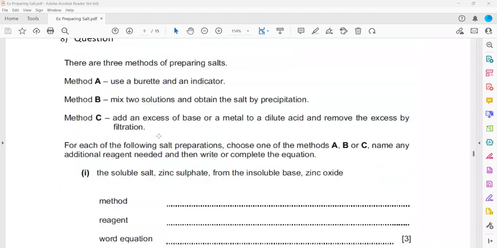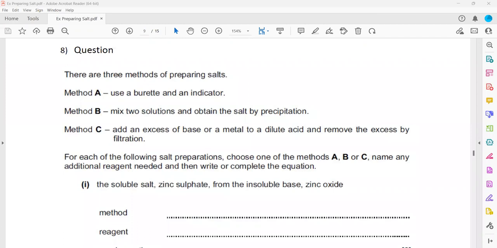There are three methods of preparing salt. In method A, we use a burette and an indicator. In method B, we mix two solutions. This technique is used to prepare an insoluble salt when we mix the two solutions together. Method A is used when indicators are used, and it makes a soluble salt by reaction of an acid and an alkali. In method C, we use a base or metal. This method also makes a soluble salt, but by reacting a solid with an aqueous acid.